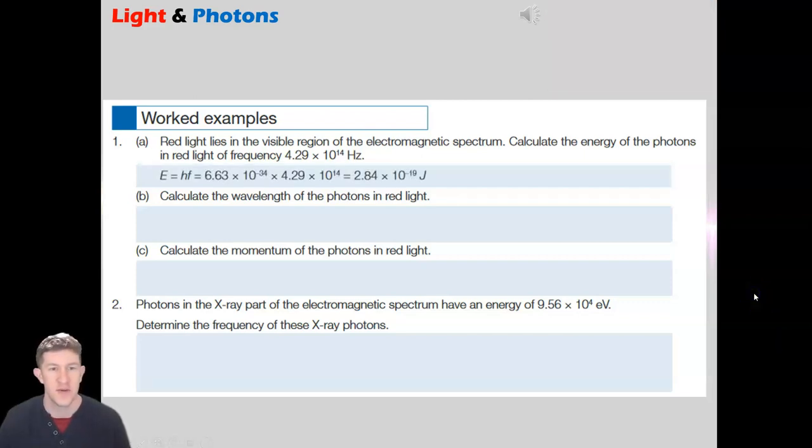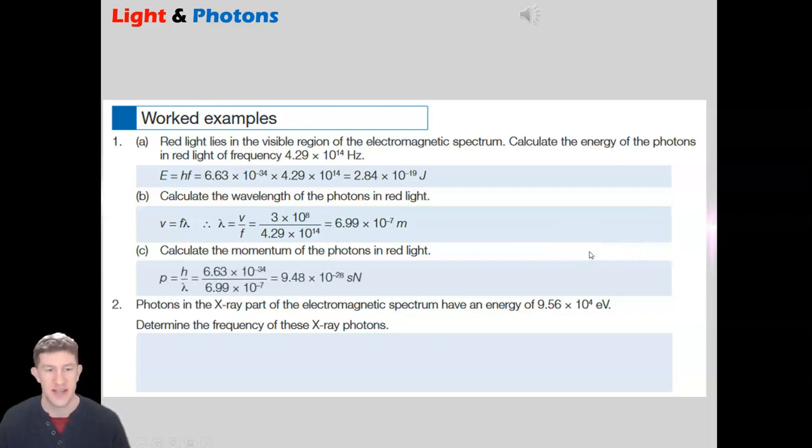Okay, so looking at the first one, we're just using the basic E equals hf formula. We plug in 6.63 times 10 to the negative 34, that is Planck's constant, and we were given the frequency in the question. So we were just trying to find the energy, 2.84 times 10 to the negative 19 joules. Calculate the wavelength of the photons in the red light, then we just use our v equals f lambda formula. So we go back to the wave equation, we rearrange, we get lambda, we end up with 6.99 times 10 to the negative 7 meters for our wavelength.